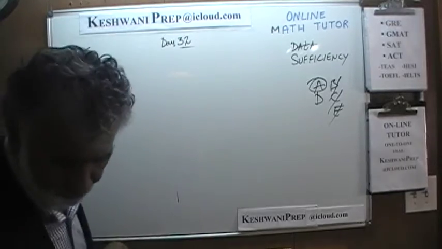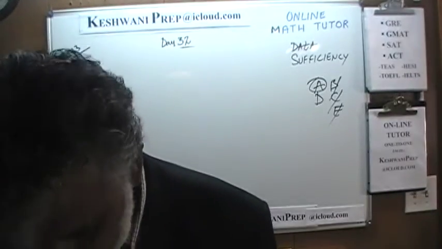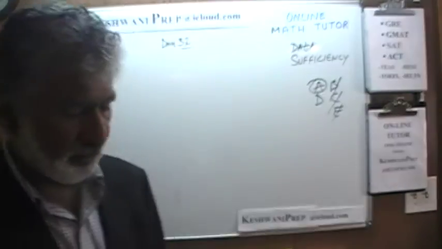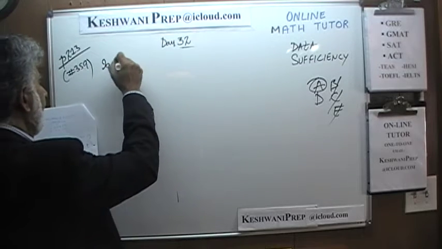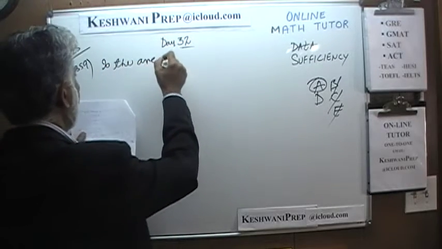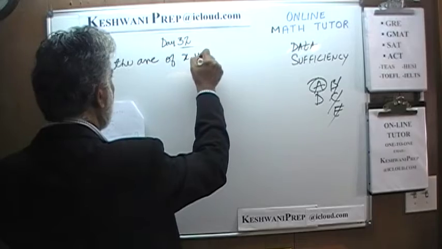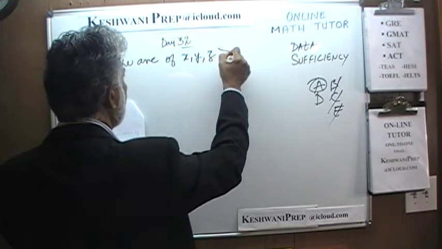359. Let's see what the next one says. 359 is about average. It says, is the average of x, y, and z greater than z?